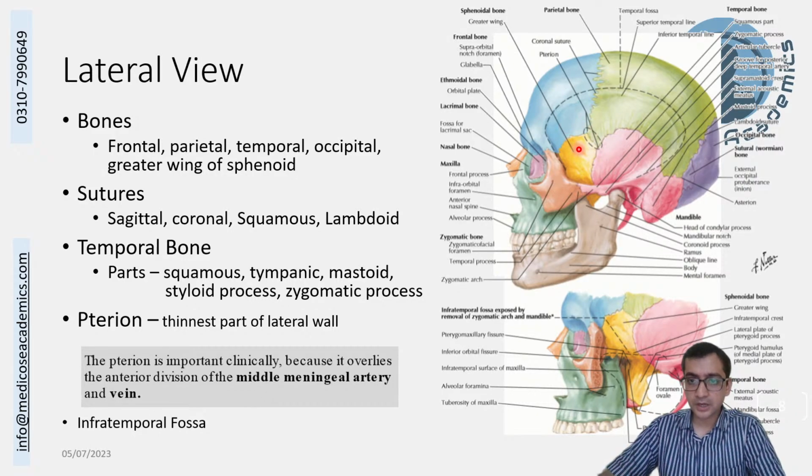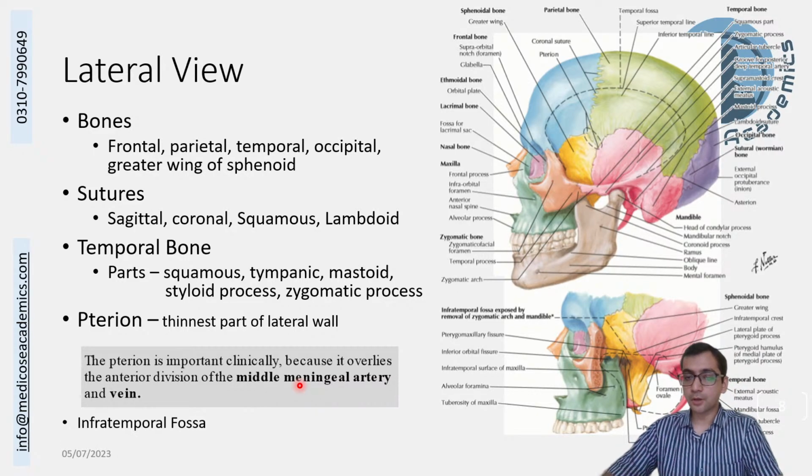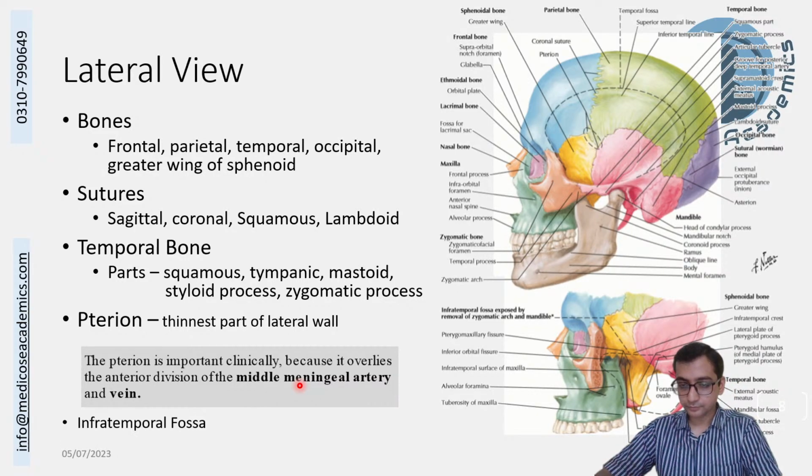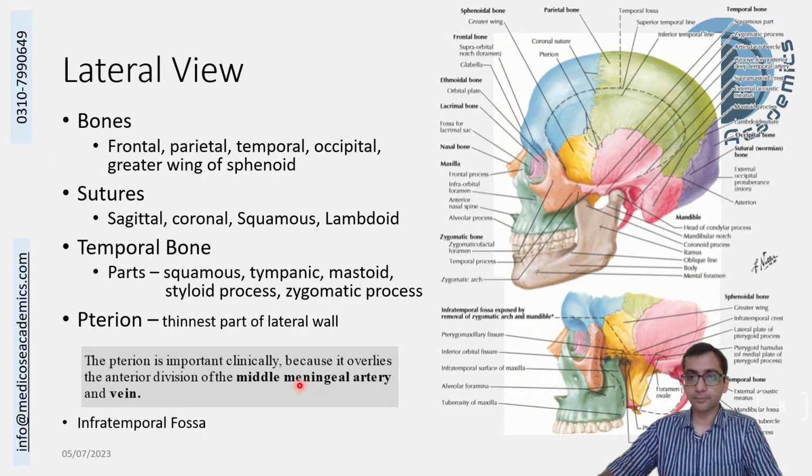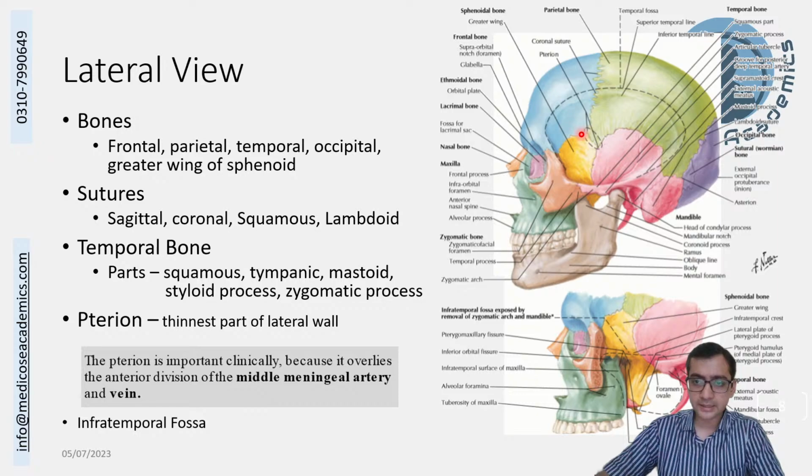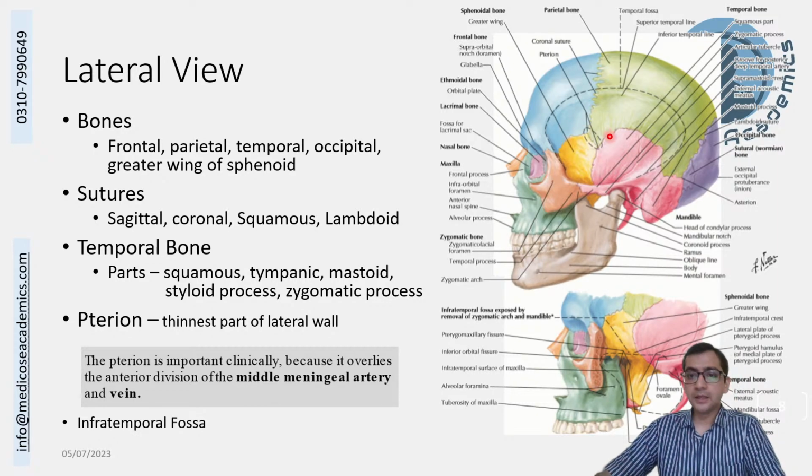Pterion is the most important part. It is the thinnest part of the bone. The anterior division of the middle meningeal artery passes behind it. Breakage leads to epidural hematoma, and it leads to compression of the precentral sulcus, precentral gyrus, so premotor and primary motor areas also, because it is lying at the Sylvian point where the central sulcus meets the lateral sulcus.